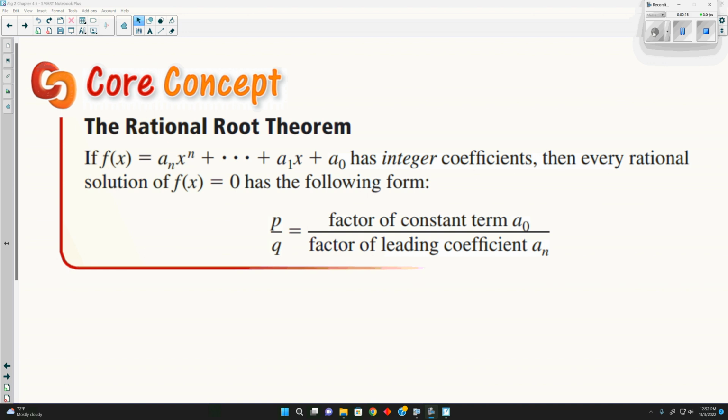Now, the first thing we're looking at today is the rational zeros theorem. The rational zeros theorem gives us all the possible rational solutions of any polynomial function. It comes in the form of plus or minus p over q, where p is the factors of the constant term and q is the factors of the leading coefficient. P over q gives us all the possible rational zeros.